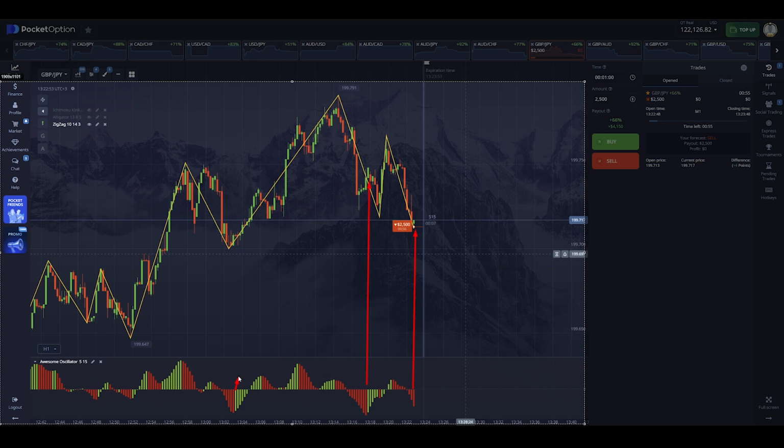Here, there was a sell entry point, the oscillator, but the zigzag was already moving up. So we skipped this trade, and accordingly, that's where our sell entry points end.